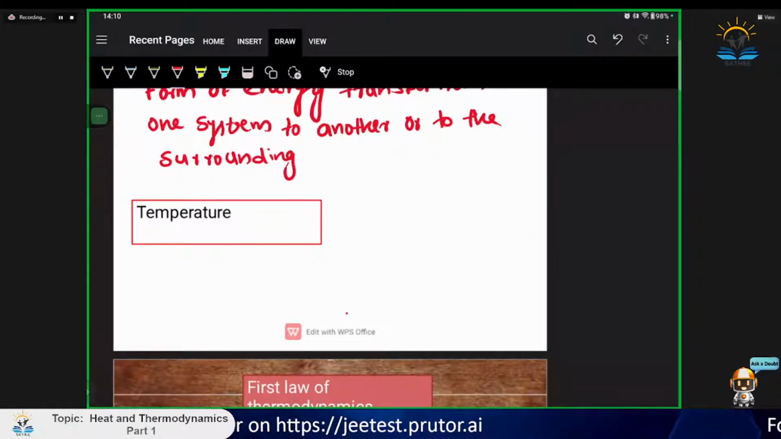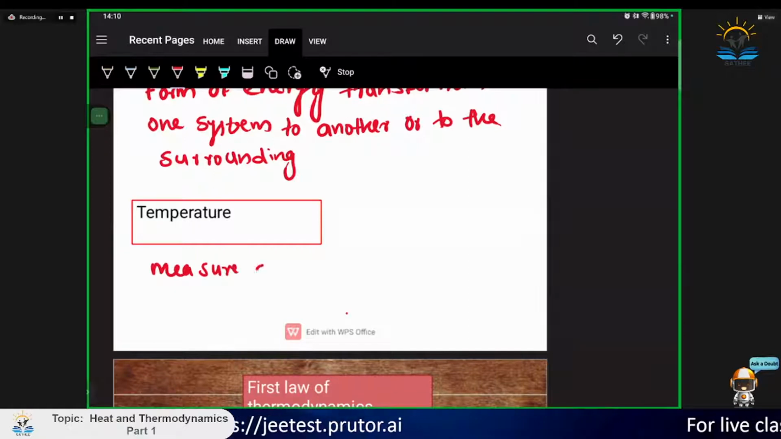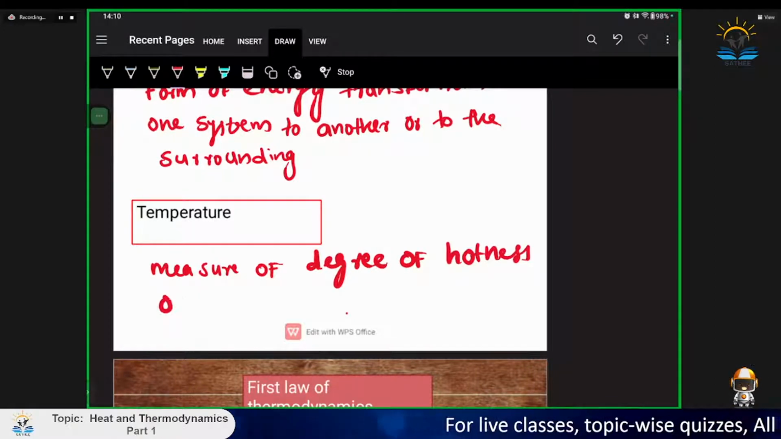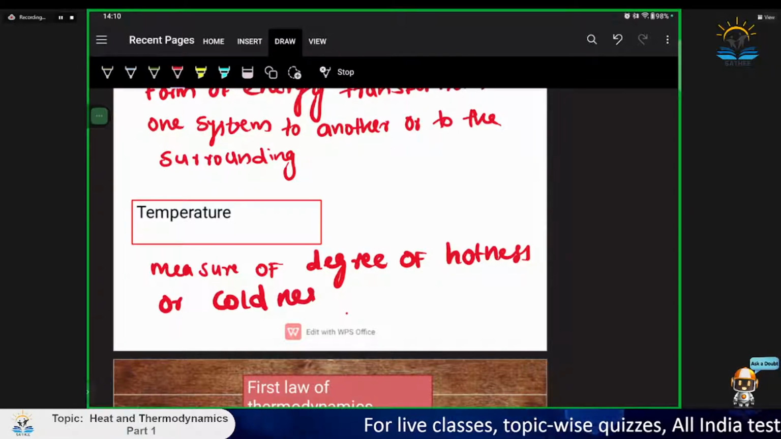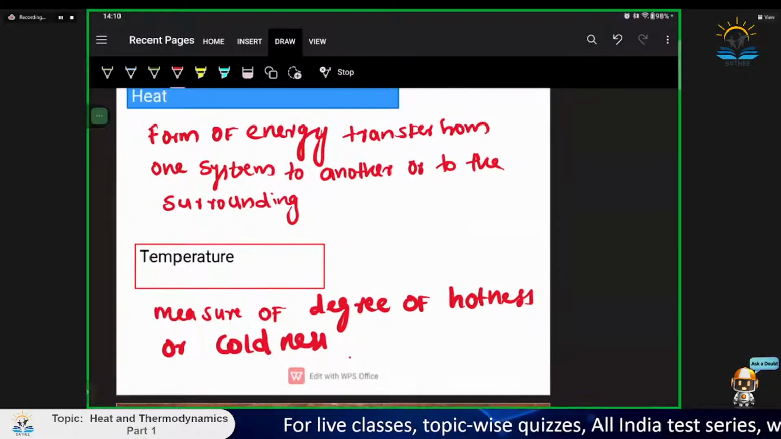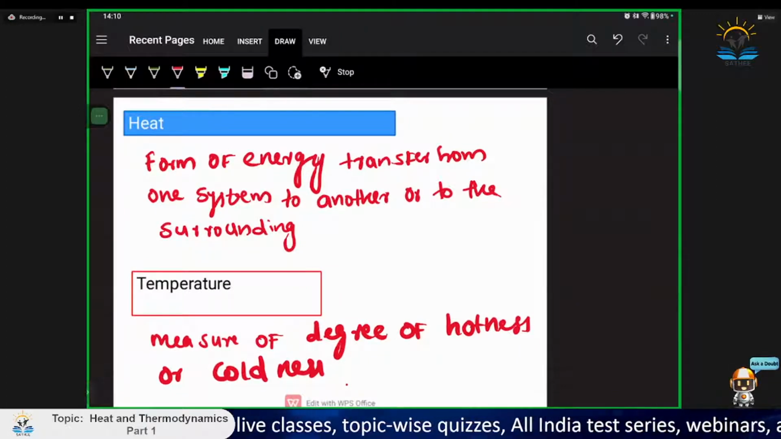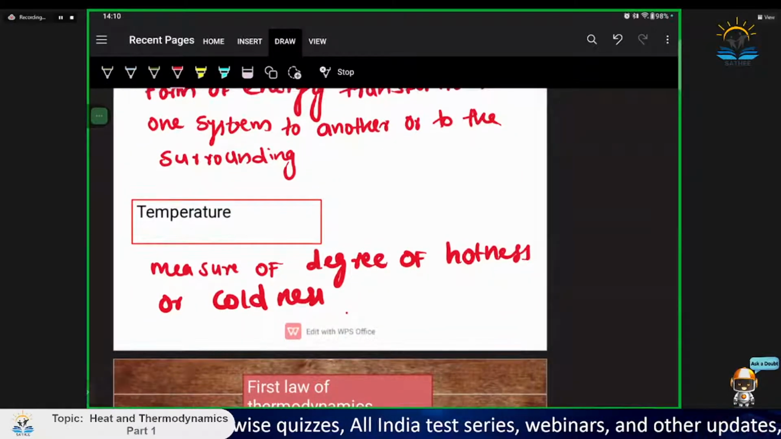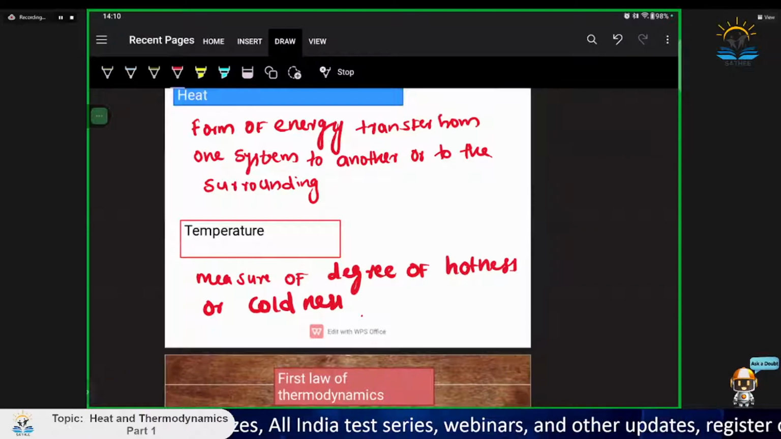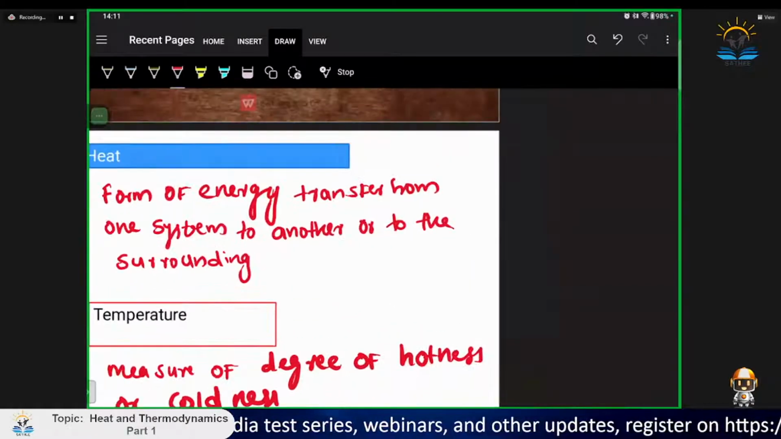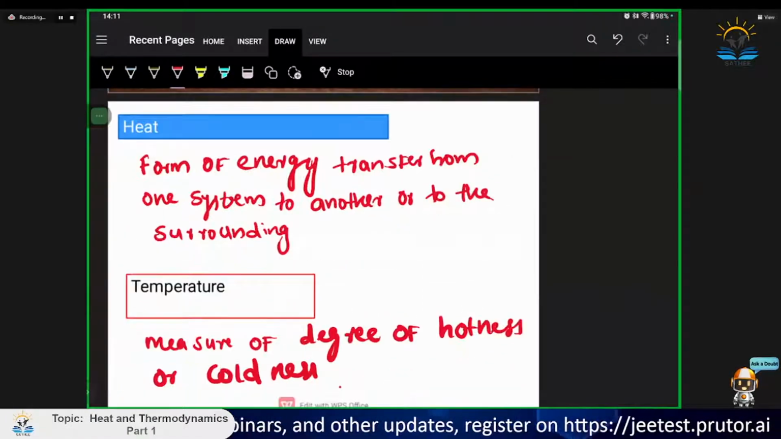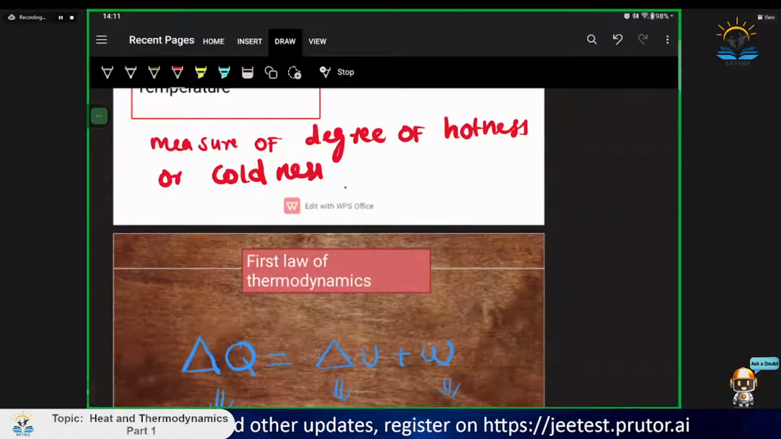Next is temperature. Temperature is the measure of the degree of hotness or coldness. Here also we don't expect many questions, but we should understand the definition of temperature and heat, and that both are not the same. These are two different concepts, each with their own definitions. Once we are okay with the basics, we can understand the complicated ones easily. Now we are moving to the most important part of the session.